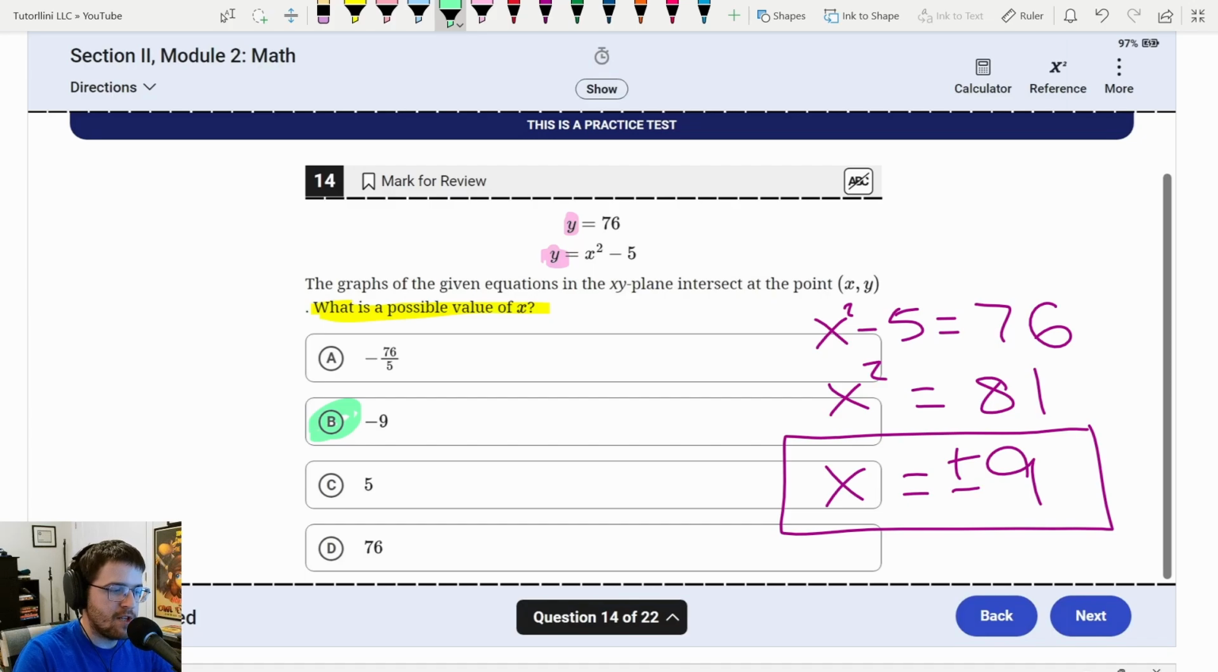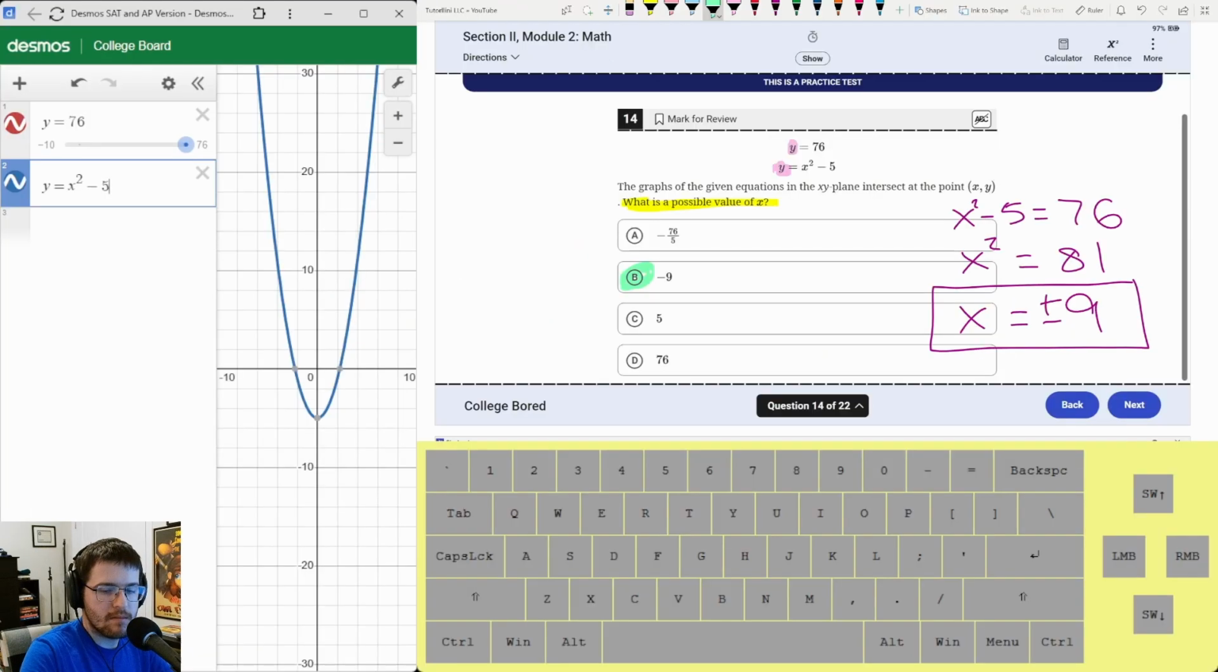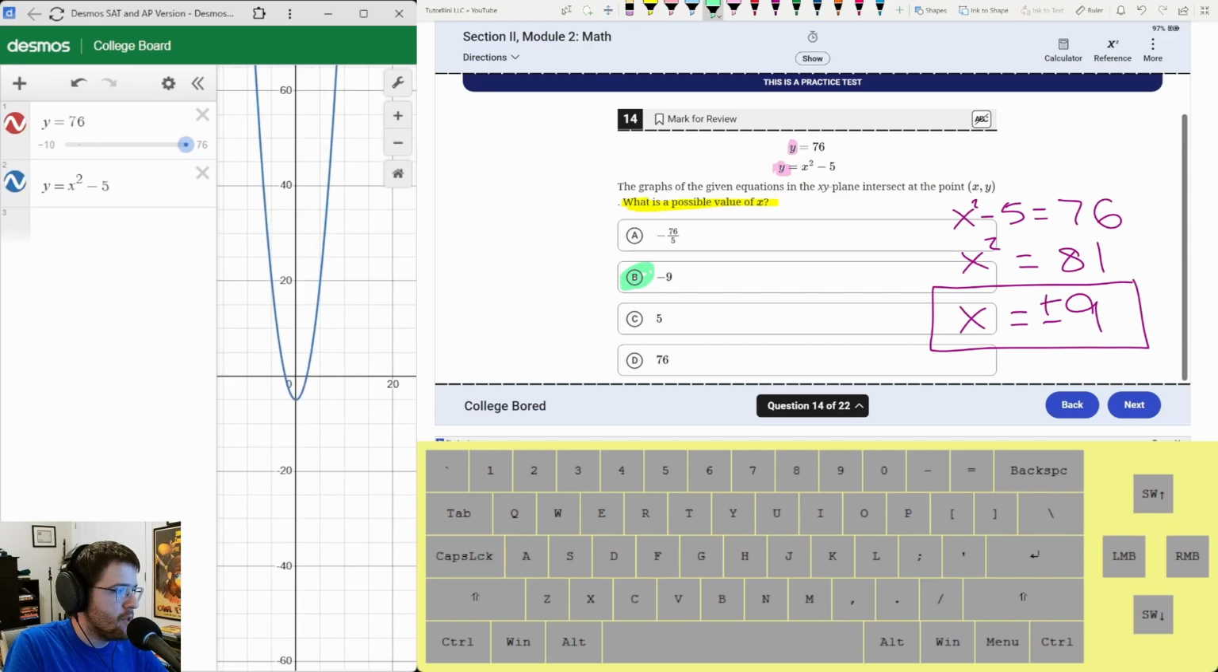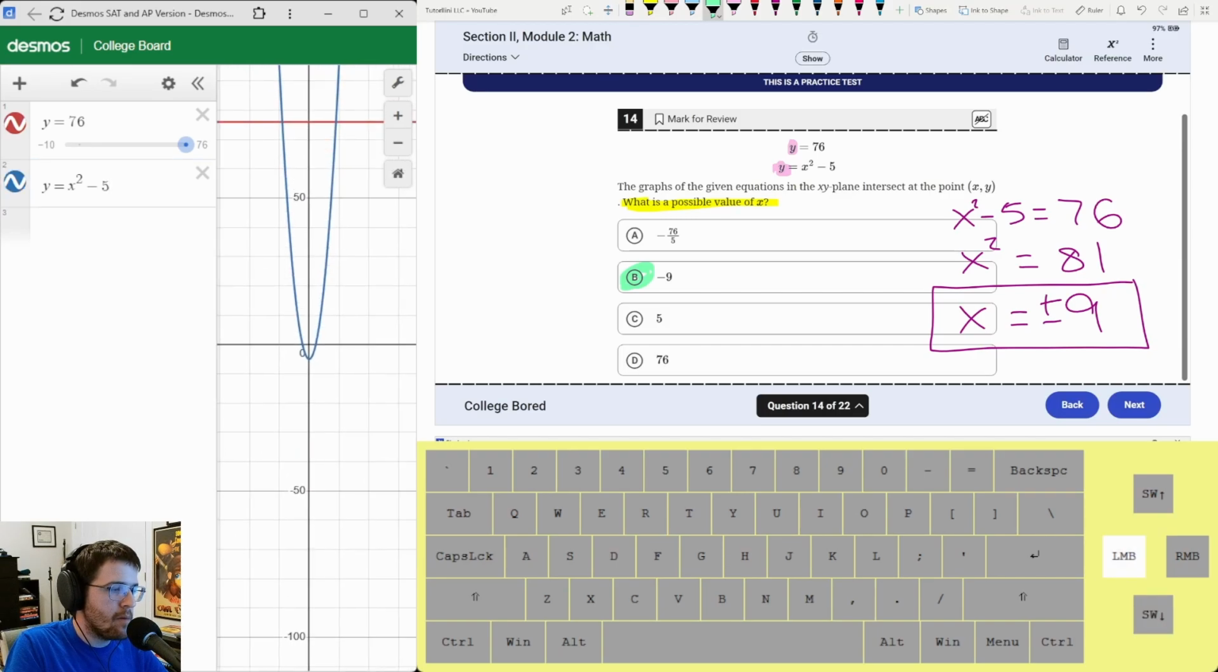We can also do this on Desmos, so let's go do that. Okay, I just typed in both equations, and now I'm just going to zoom out until I can see where they meet. I'm going to click on the points of intersection. And you see those happen at x is negative 9 and x is 9, just like we got.